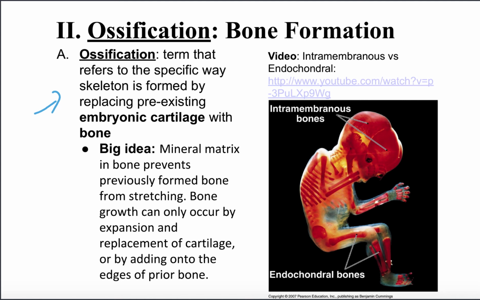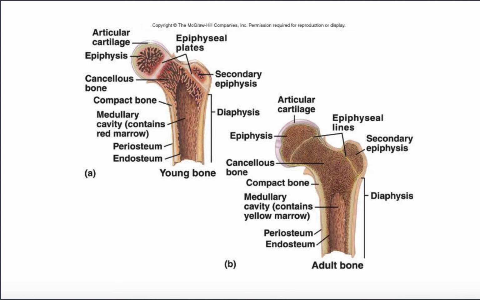Okay? So the big idea here is your mineral matrix in your bone actually prevents the bone from being able to stretch really easily. So bone growth is really going to be done through the expansion, stretching, and growing in size of cartilage that's then replaced by bone. So for example, if you want your long bones, your bones in your arms and legs, to grow, you have cartilage ends or cartilage plates at the end of your bones that are capable of getting longer so that you can get your bones to stretch out, get bigger and longer over time.